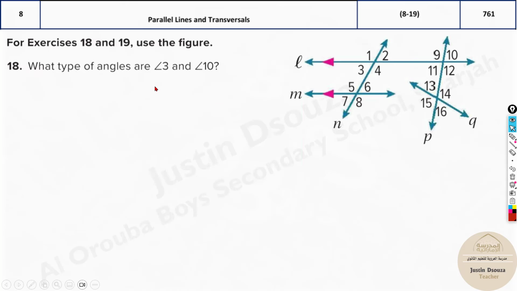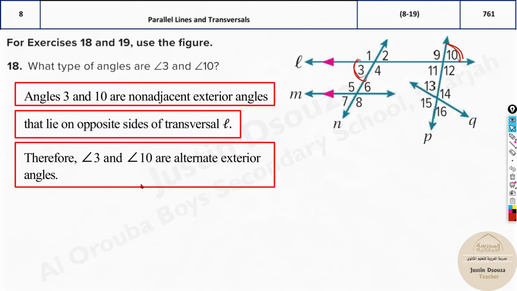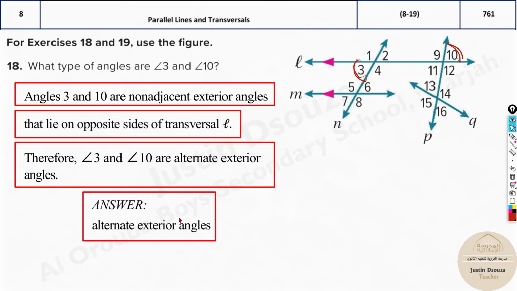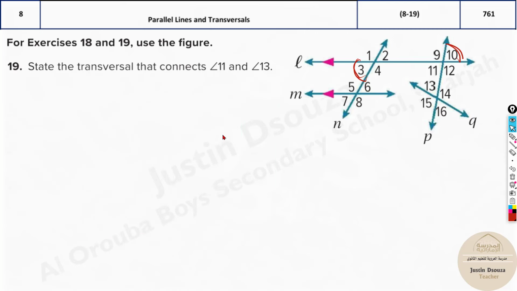And what type of angles are 3 and 10? It's a different figure, but the concept is the same. 3 and 10. They are alternate over here and over here, right? Exterior and alternating, because these are exterior to the lines. So you can see it's alternating exterior. And what is the transversal over here? The line which is cutting both, L. That's the answer. Alternate exterior, transversal is line L.